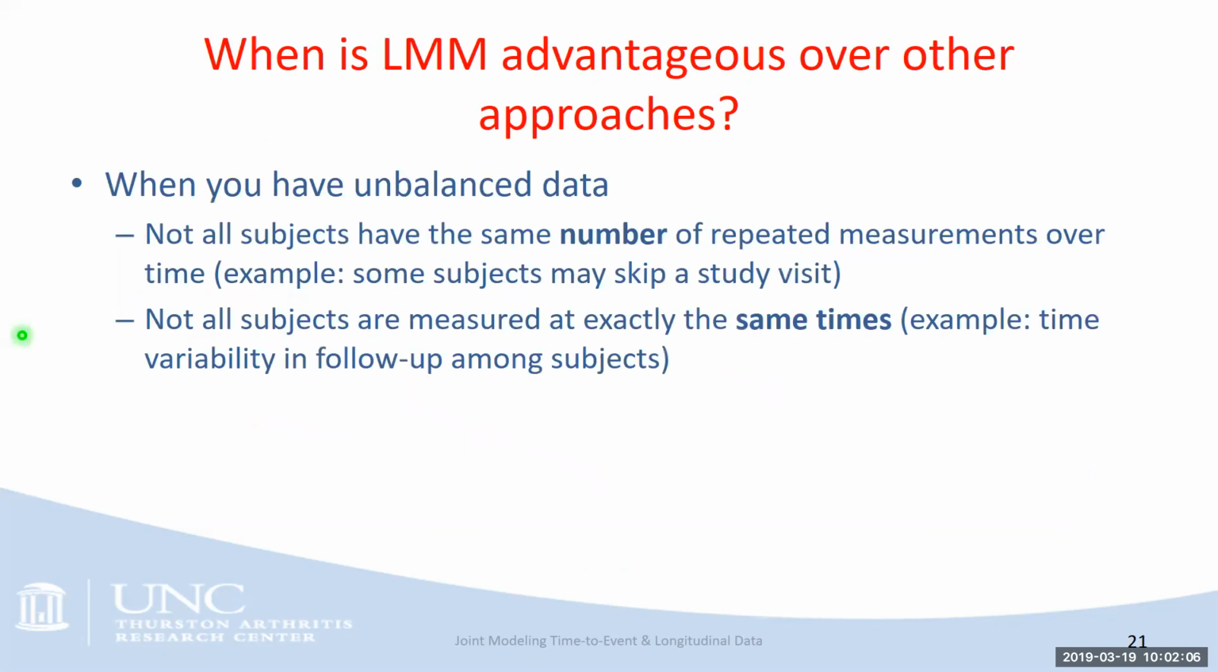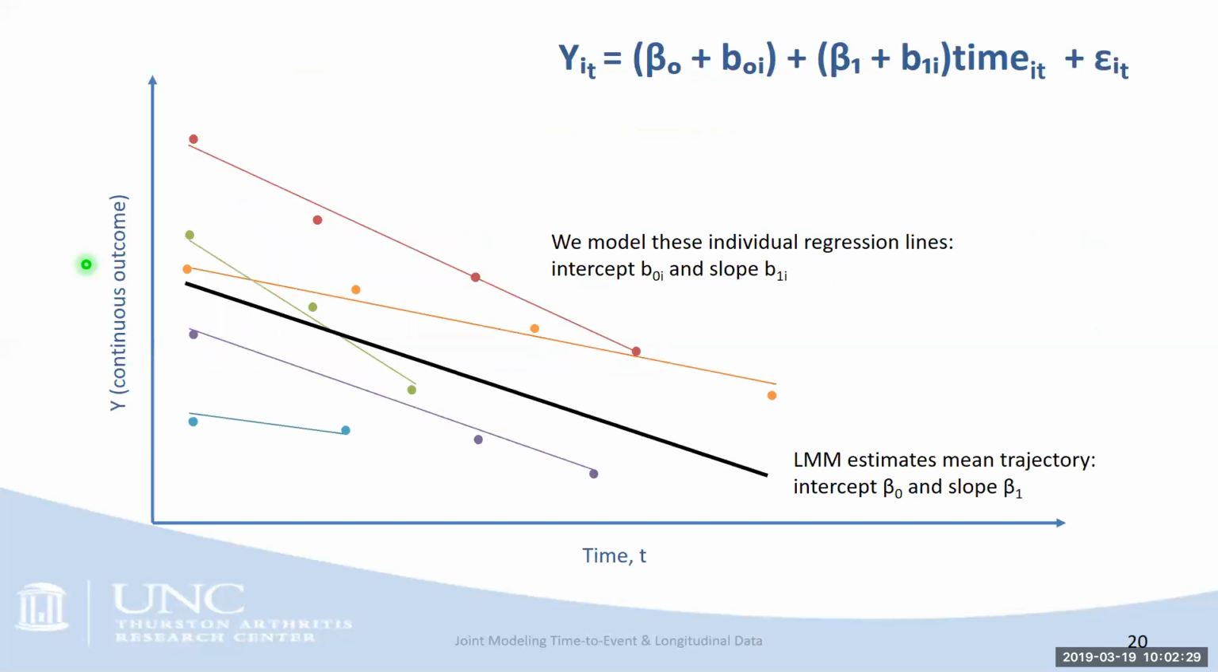And so just to conclude here with the LMM, why is it so advantageous compared to other approaches that can also take into account correlation over time? Well, really, it can deal very well with unbalanced data. And unbalanced data, one of the main examples is when not all subjects have the same number of repeated measurements over time. So a perfect example is a subject skipping a visit. We saw that here, for example.